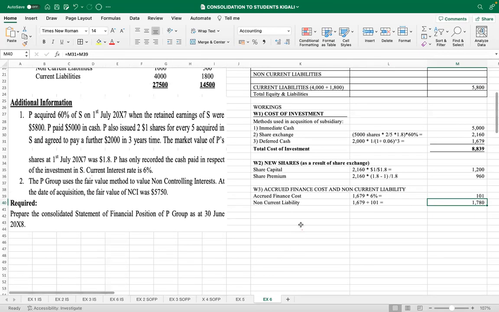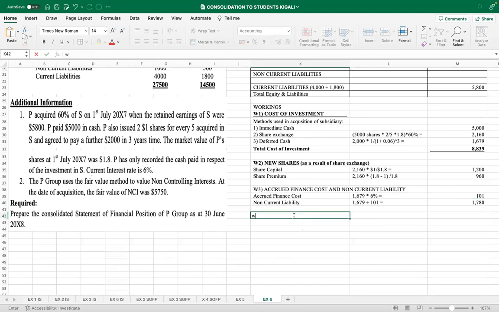And we can now go and finish. Sorry, we are not done. There is working 4. The obvious workings that are normally not given. Working 4, there is goodwill.